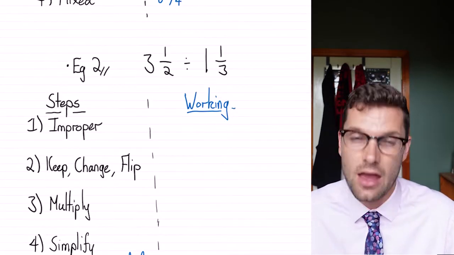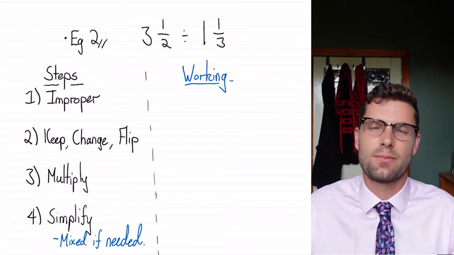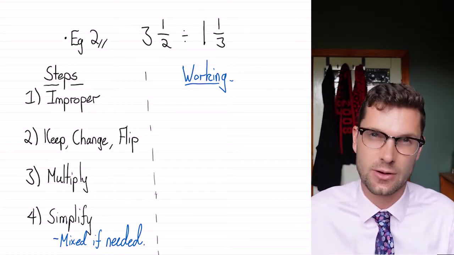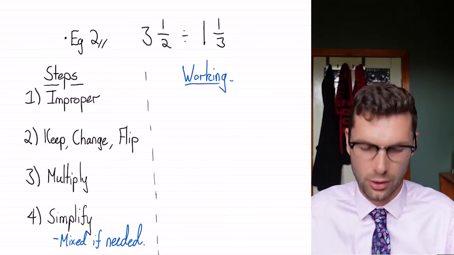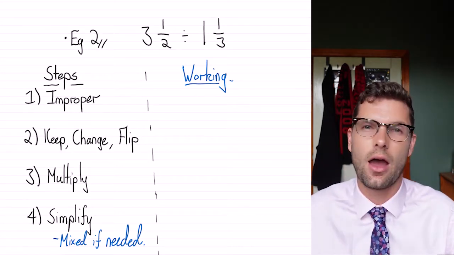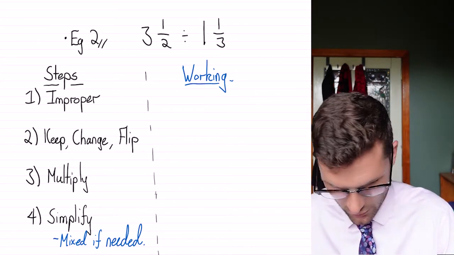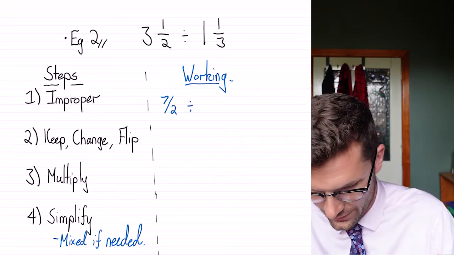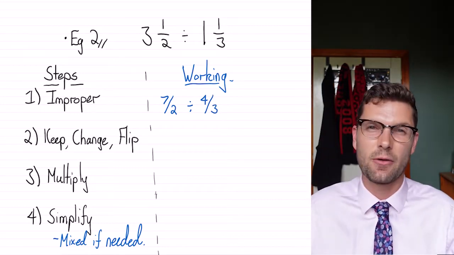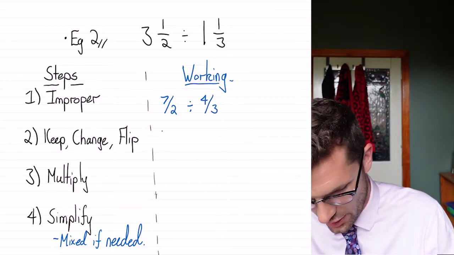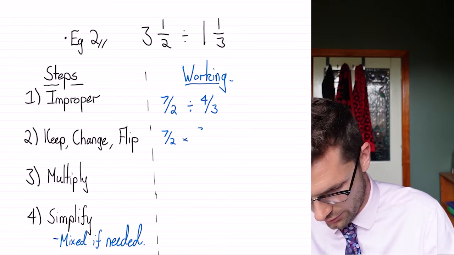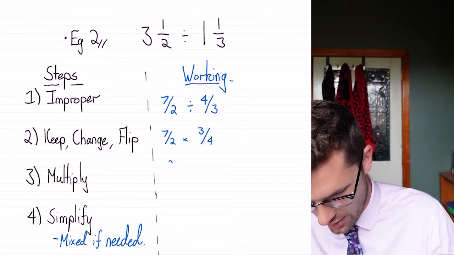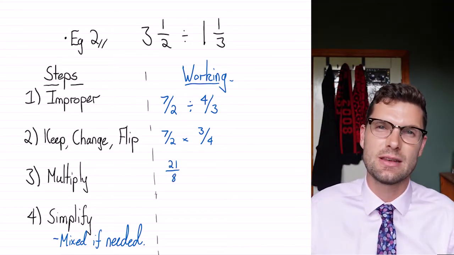Okay, it gets a little bit trickier with our divisions, but as long as you've got that keep it, change it, flip it, we're going to be sweet. So the first thing we've got to do again for this example is we've got to make it an improper fraction. So 3 1/2 is equal to 7 over 2 divided by 4 over 3. Then we've got to keep it, change it, and flip it. So 7 over 2 multiplied by 3 over 4. The multiplication again comes pretty easily, so we've got 21 over 8, and then we've got to simplify if possible.